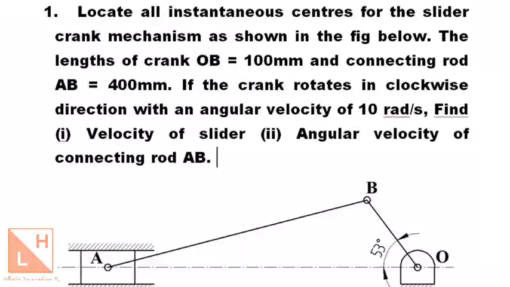So here we have the question. We need to locate all the instantaneous centers for the slider crank mechanism that is shown in the figure. There are a few data given: the crank length, connecting rod length, and the angular velocity of the crank. We need to find the velocity of the slider and the angular velocity of the connecting rod. We need to solve this using the geometrical method, so it is important to have the geometrical instruments with you to get the solution exactly.